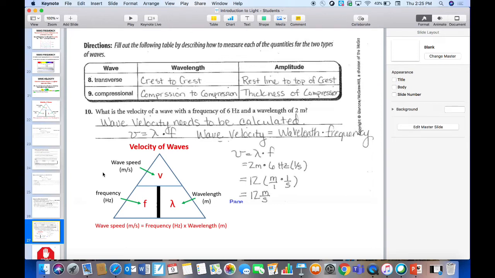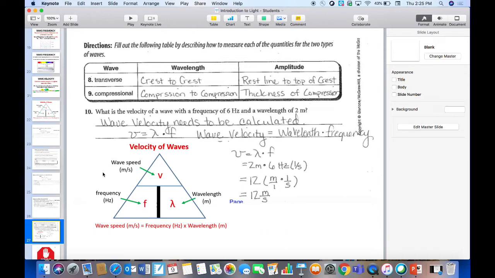Number 10, this is going back to our equation, the only equation that we have for light, okay? Velocity is frequency multiplied by wavelength. In this sample problem, we're asking you, what is the velocity of a wave that has a frequency of 6 hertz and a wavelength of 2 meters? Remember, velocity is wavelength multiplied by frequency.